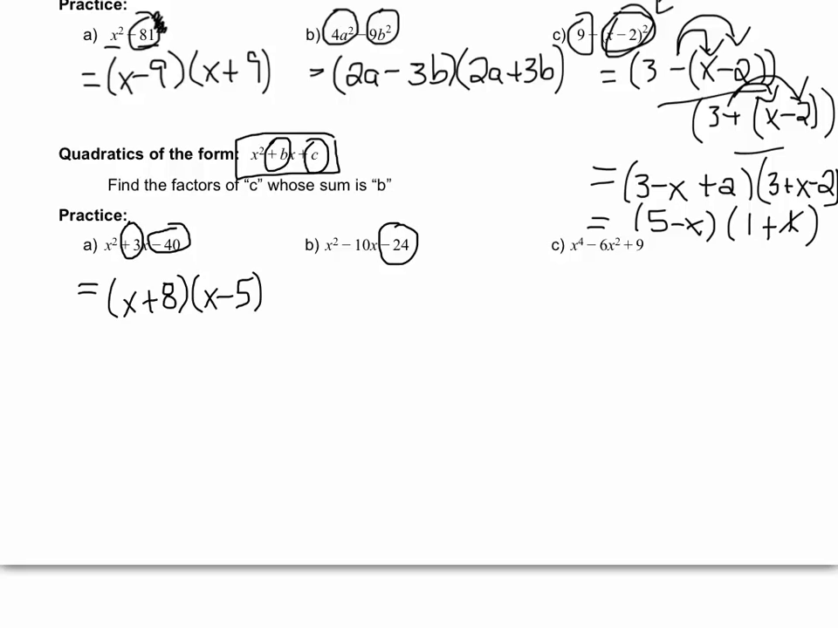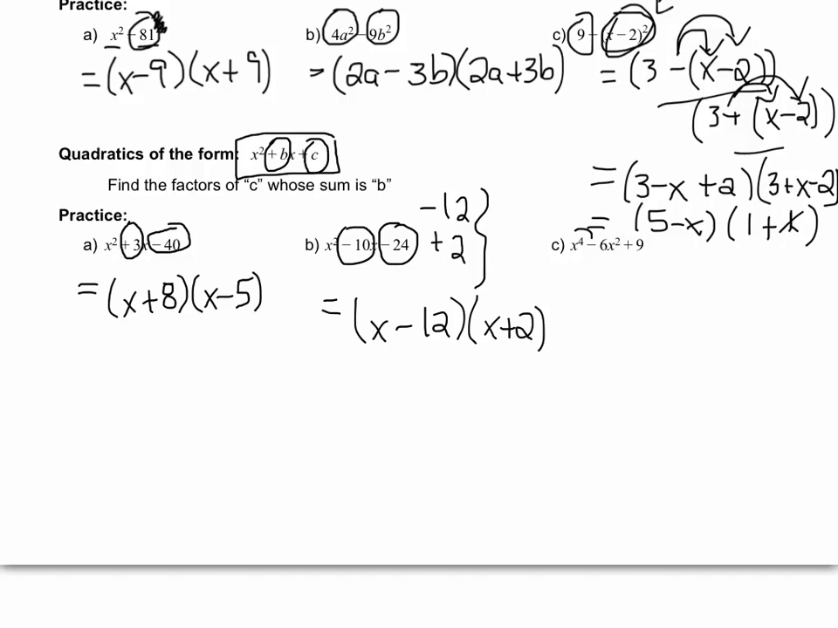Next one, two factors that multiply to give us negative 24 are going to be negative 12 and plus 2. And those two terms, if we add them together, give us negative 10. This is going to factor then to (x minus 12) times (x plus 2).